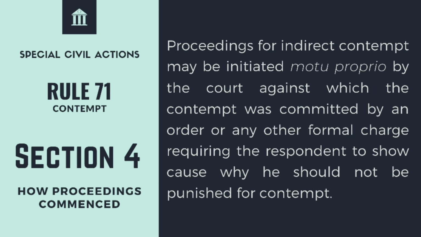Section 4. How proceedings commenced. Proceedings for indirect contempt may be initiated motu proprio by the court against which the contempt was committed by an order or any other formal charge requiring the respondent to show cause why he should not be punished for contempt.